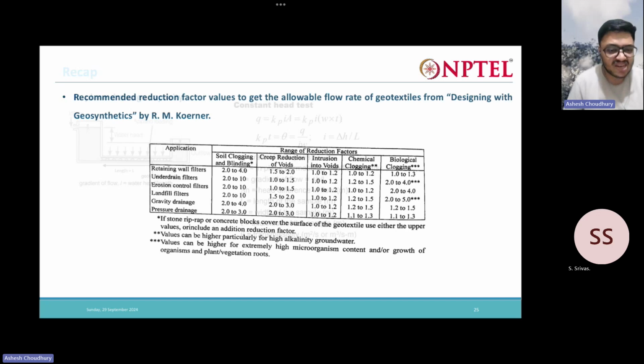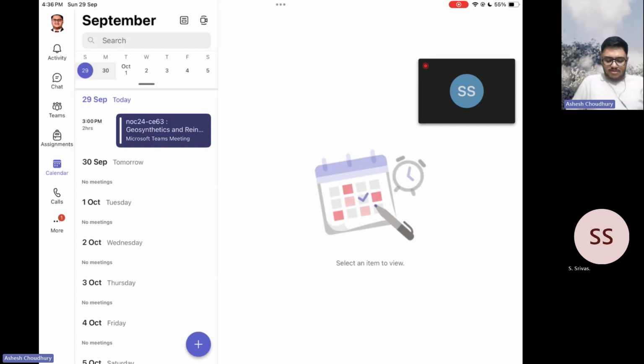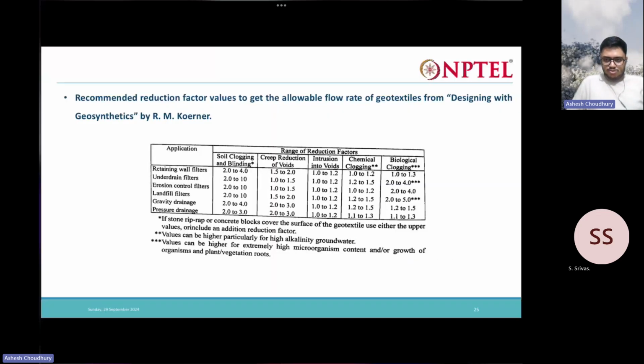So as I said, there are various reduction factors that we studied. Some of them are given in Koerner's book, and I have actually given that table here. For various applications, we have a very different range of these reduction factors, so you can easily refer to and choose from this table.